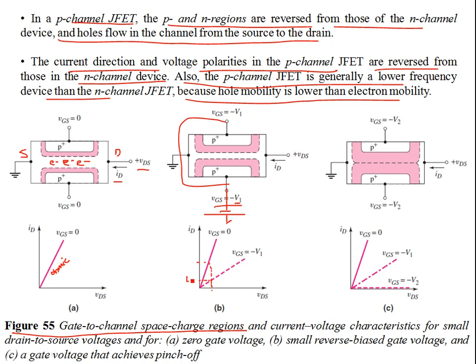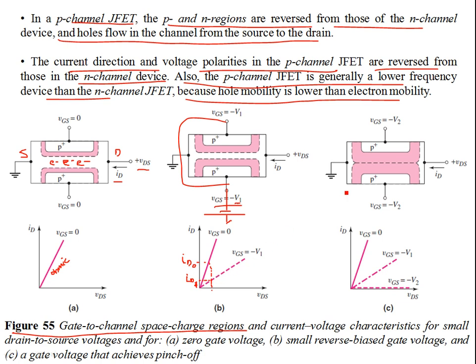Okay, for example, ID2 as compared to ID1. This is VGS 0, and this is for VGS equal to minus V1. So ID2 is less than ID1, right? Because you have increased the resistance of the channel. The channel width has been reduced. So the flow of electrons is compromised, and therefore the current is reduced.